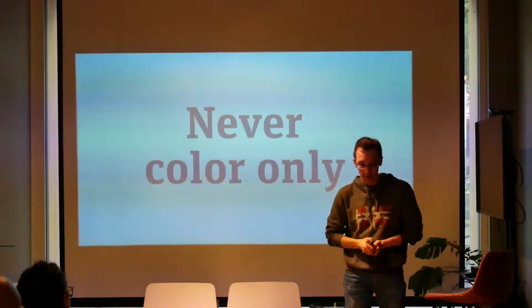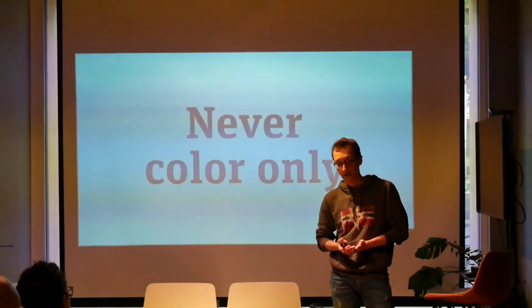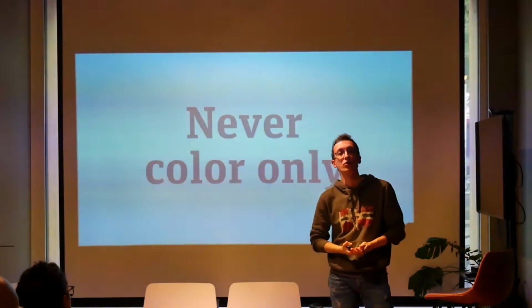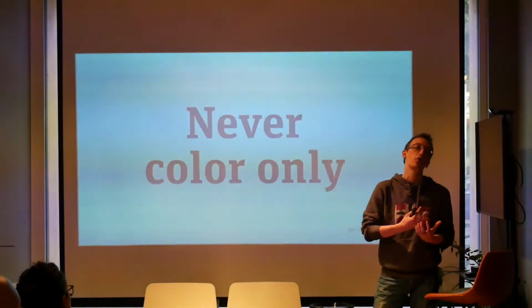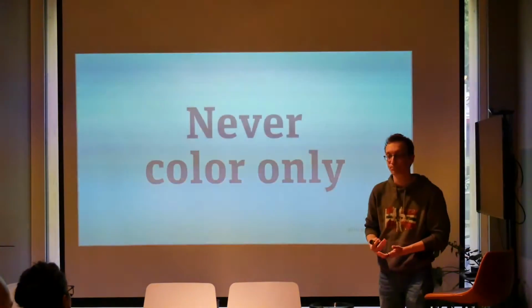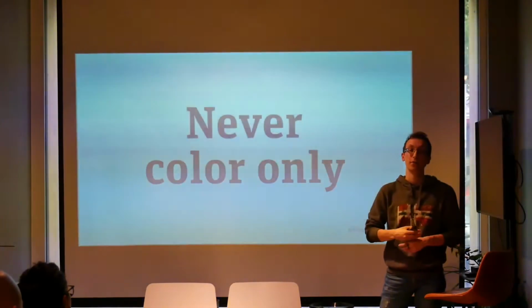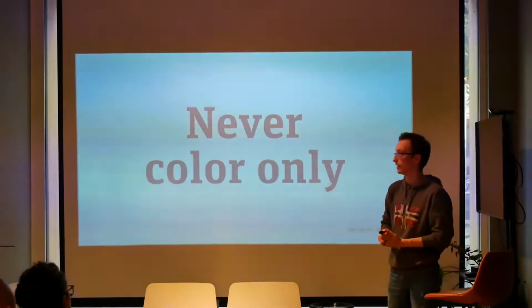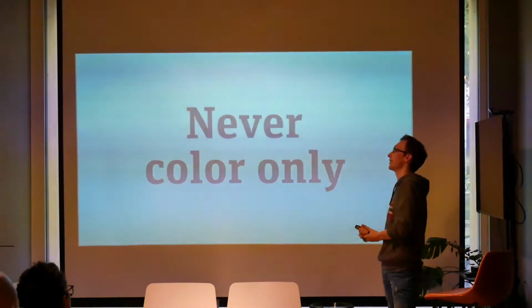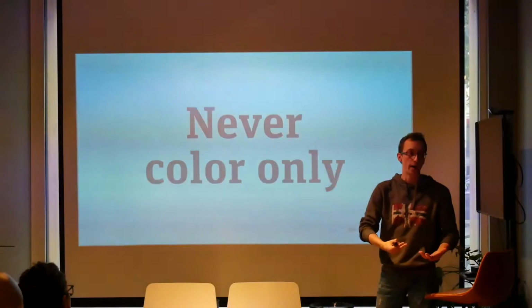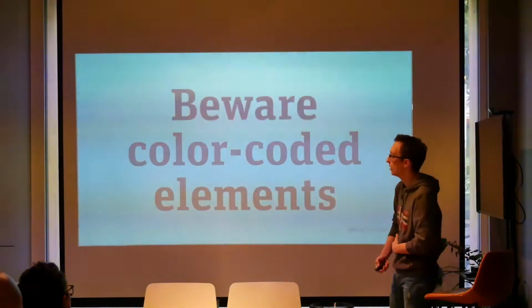And when we talk about color blindness, usually the main solution is to not use color as the only vector for information. It doesn't mean we should not use color. It is a fundamental part of design, of course, and of life. But color should not be the only way to provide information to a user.